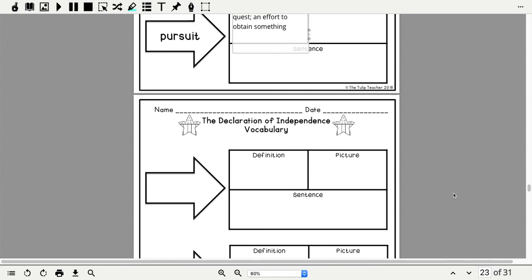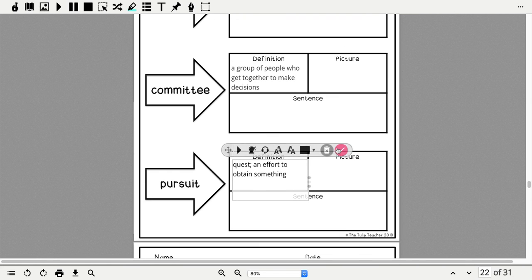Okay, and you guys, I believe, are all done. So when you finish this packet, make sure you get your answers. Either turn them in on Google Classroom or make sure your parent turns your packet in.